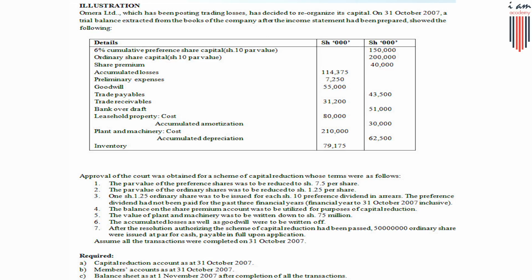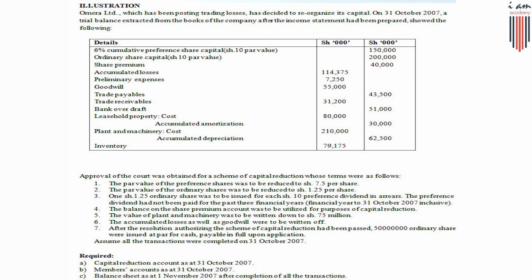Required: A, a capital reduction account as at 31st October 2007. B, a member's account as at 31st October 2007. C, a balance sheet as at 1st November 2007 after completion of all the transactions. First and foremost, friends, we want to look at the required. We want to know exactly what we are required to do. We are required, in part A, to prepare a capital reduction account as at 31st October 2007.